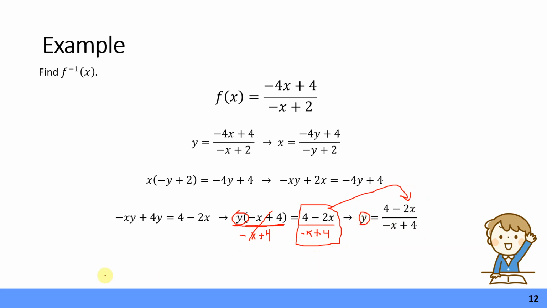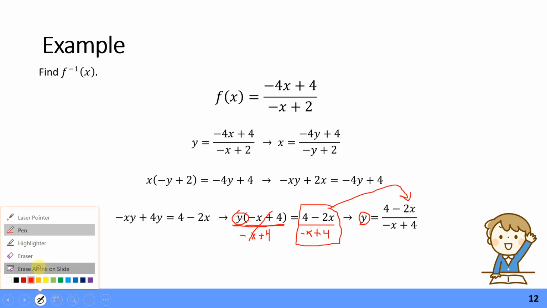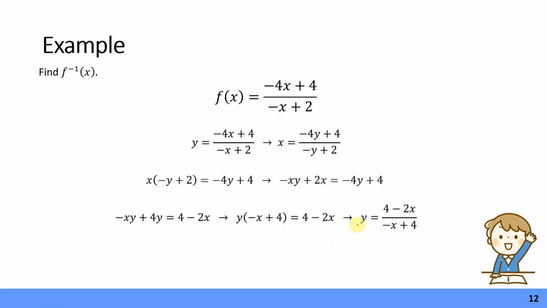That y is finally by itself, indicating that we're done with the problem. Of course, to make this pretty, now I have to just rewrite that y as f inverse. And there you go. This whole mess is the inverse of this one. And don't try to figure it out just by looking at it, right?